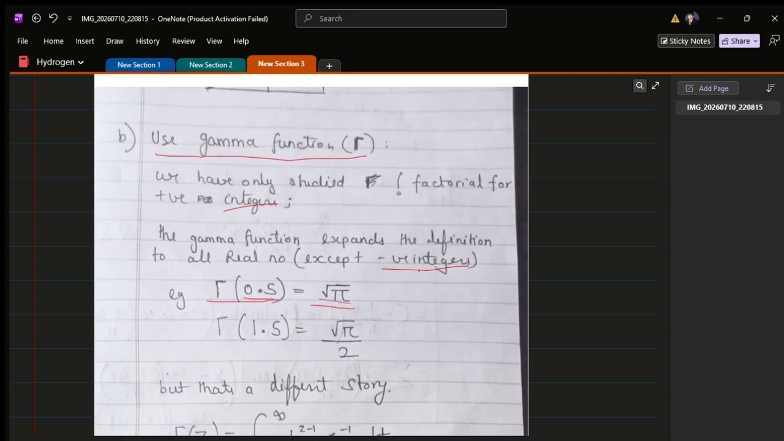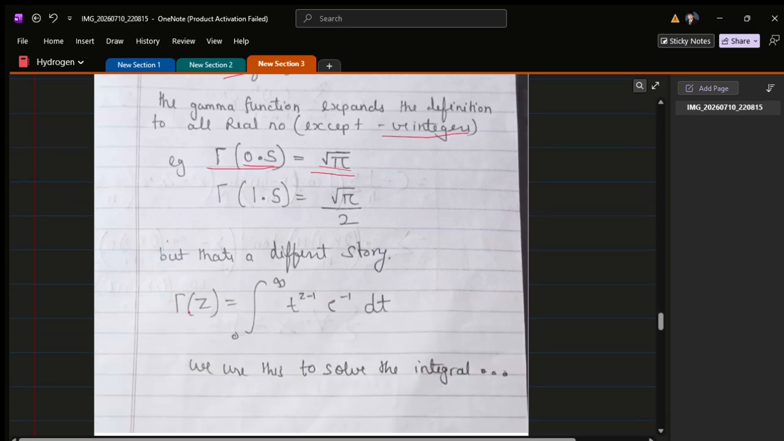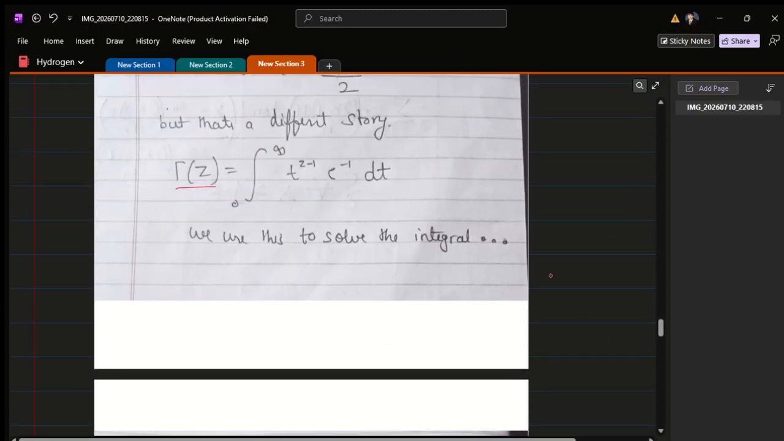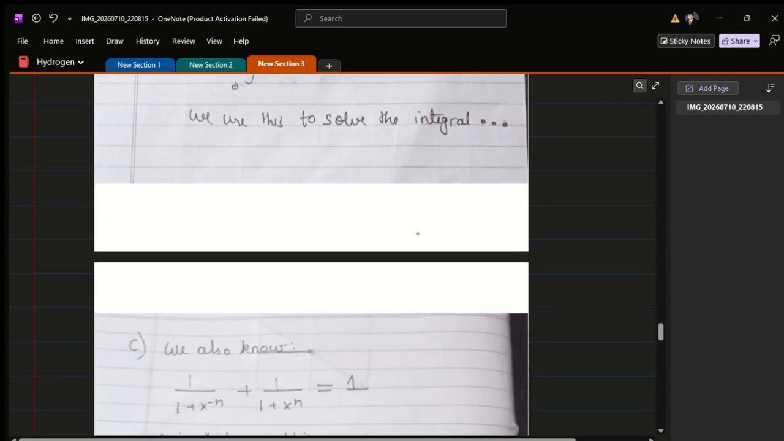It sounds bizarre, but because these are not integers, these are not natural numbers, so don't make this analogy from the permutation combinations. That's a different story, but gamma z can be written as the integral 0 to infinity t raised to the power z minus 1 e to the minus t dt. If we solve this integral, we will get the solution. I don't know how we get the solution, but we get the solution.